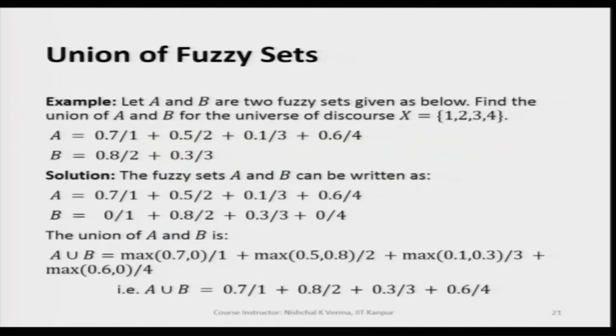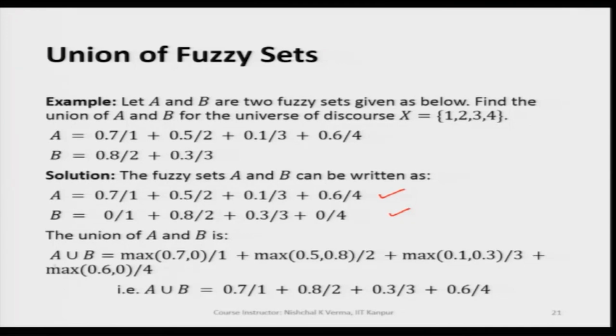Similarly, if we are taking two discrete fuzzy sets A and B, we can use the same condition to find out A union B. Here we have A as a discrete fuzzy set and B as another discrete fuzzy set.